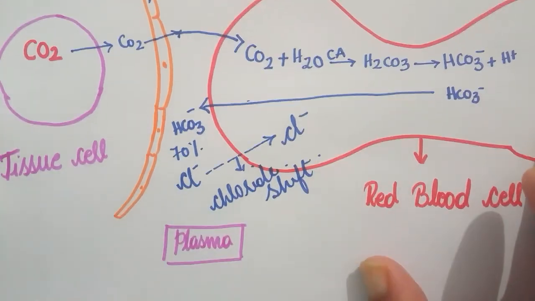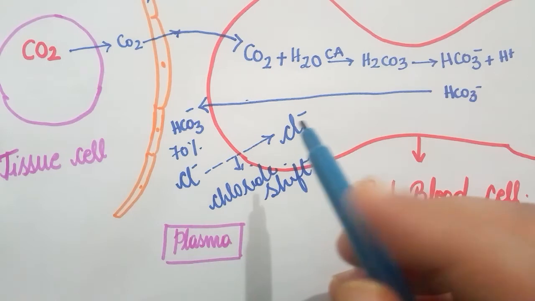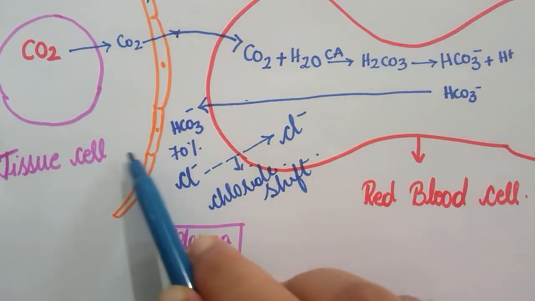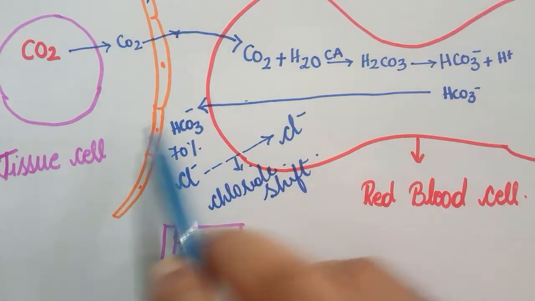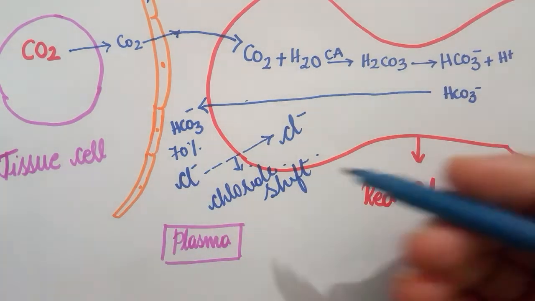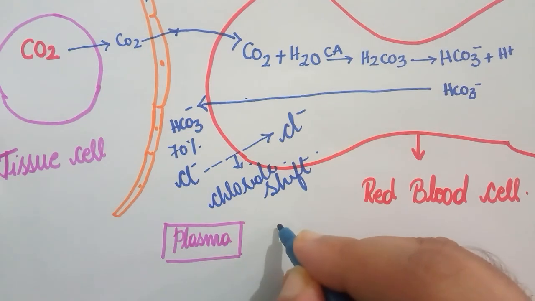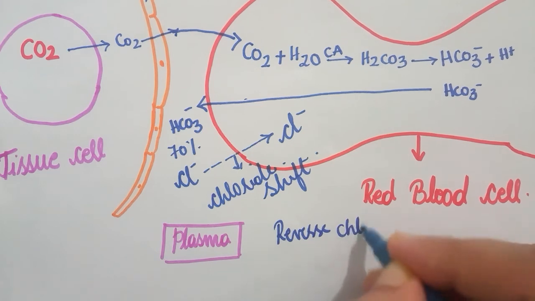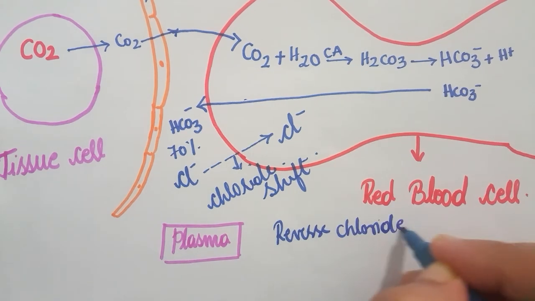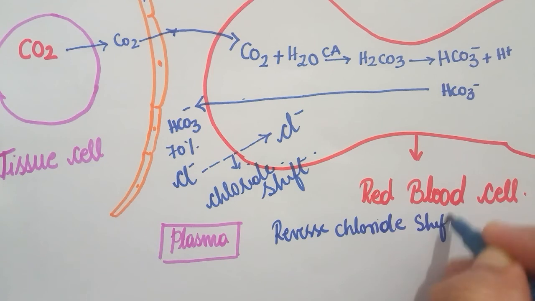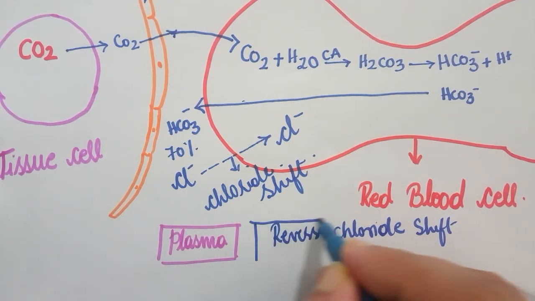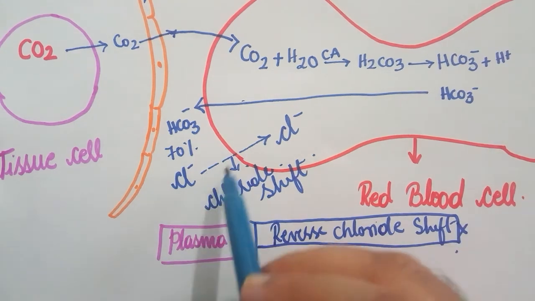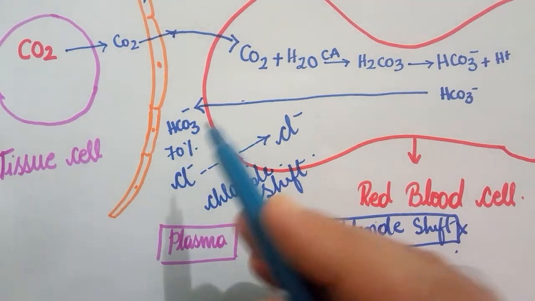And where does this happen? This chloride shift happens when the exchange of gas is occurring between where and where? Between the tissue and the RBC, or between the tissue and the blood plasma. So at this region it happens. At the region of the alveoli, we have a concept called reverse chloride shift. Reverse chloride shift is at the alveoli. We're not worrying about this. You'll be studying it in your MBBS. So now we will worry about this only because this is commonly asked.